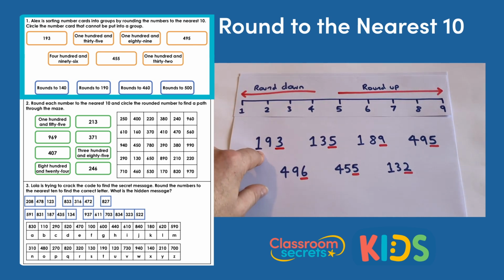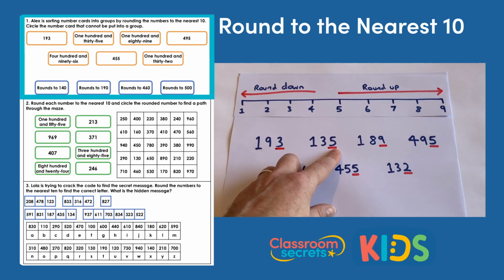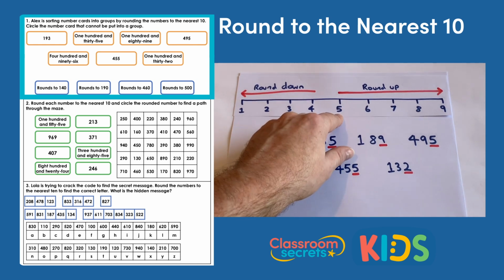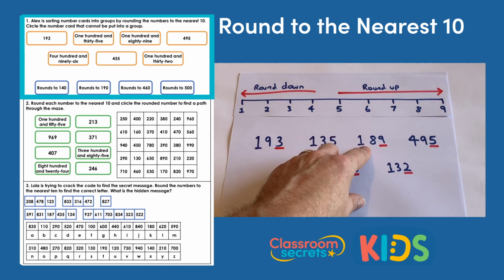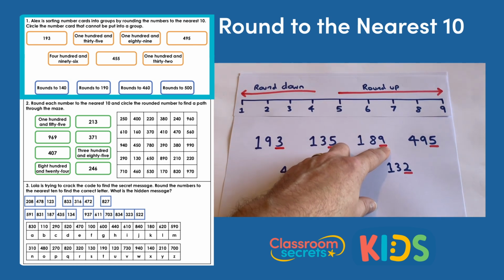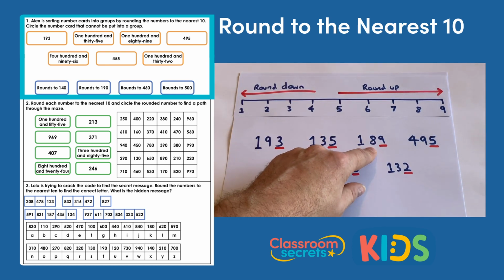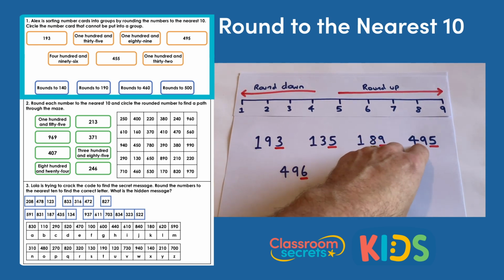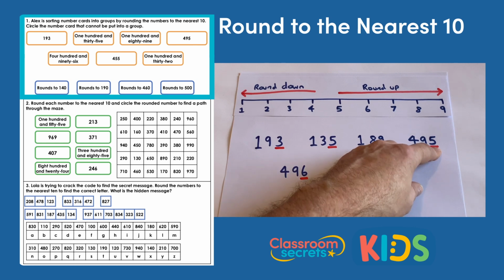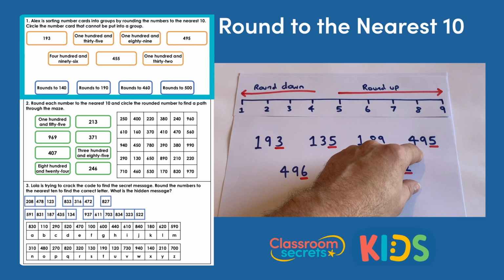The first number, 193, we need to look at the ones digit, which is 3, and that will round down. So 193 will round to 190, and that's one of our groups. 135 has 5 ones, that means it will round up to 140, and that's one of our groups as well. 189 has 9 ones, so it will round up to 190. So the first 3 will all go into a group. 495 ends in 5 ones, so it will round up to 500, and that's one of our groups as well.